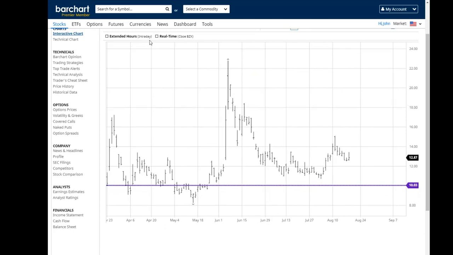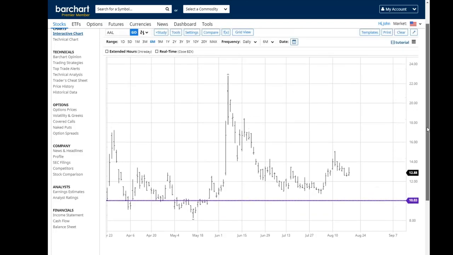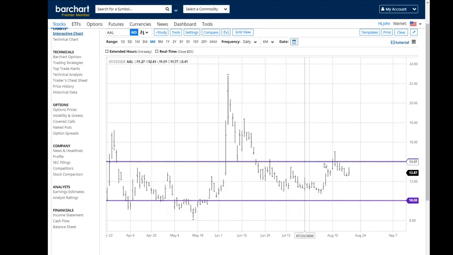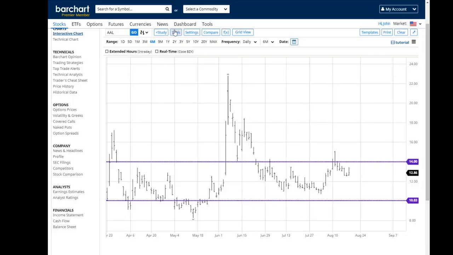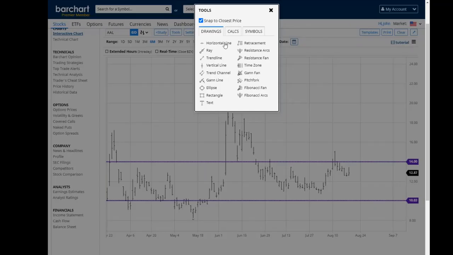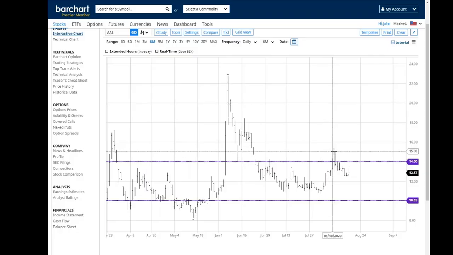So I can come into my toolbox here, choose horizontal line, and I'm just going to put in that $14 strike. I'm just going to draw that line. Now, don't get hung up on the fact that it's not right on top of the number. All you need to do is right click on your line, and you can change your price, and you can apply it. All right, and so that's the $14 strike. Let's look at the 15. Let's put the 15 up there. All right, so here's 15-ish.